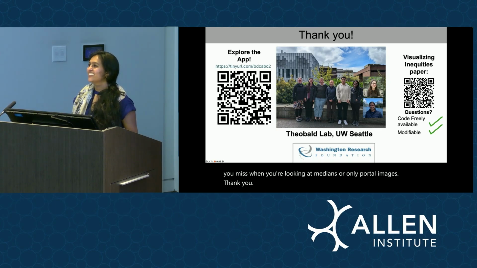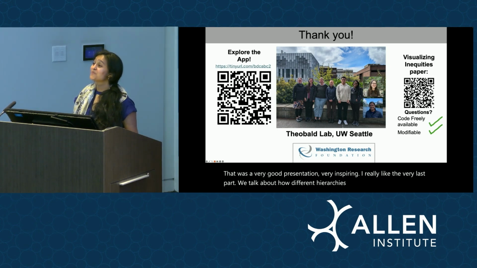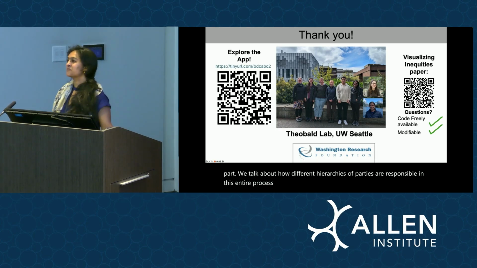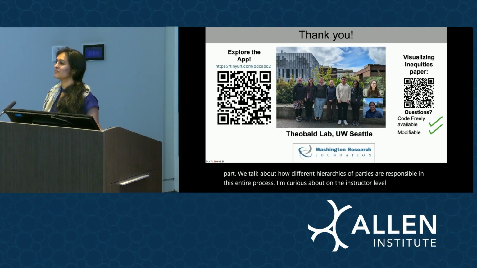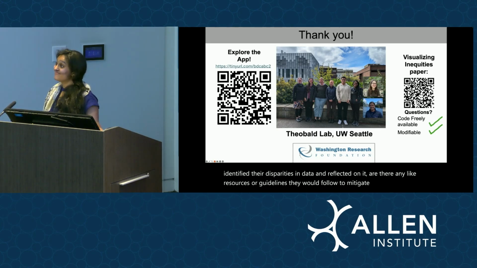That was a very good presentation. It's very inspiring. I really like the very last part where you talk about how different hierarchies of parties are responsible in this entire process. I'm curious about on the instructor level, after they've identified the disparities in the data and reflected from it, are there any resources or guidelines they would follow to mitigate those problems, and how would they track future groups of student performances longitudinally in the future years?